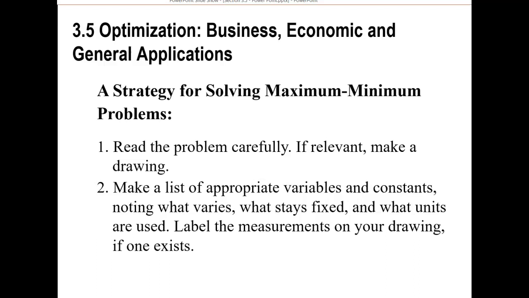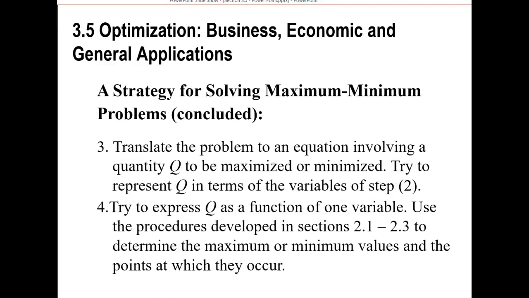Step 2, make a list of appropriate variables and constants, noting what varies, what stays fixed, and what units are used. Label the measurements on your drawing if one exists. Step 3, translate the problem to an equation involving a quantity, Q, that they're asking you to maximize or minimize. Then try to represent that quantity in terms of the variables that you've used from step 2.